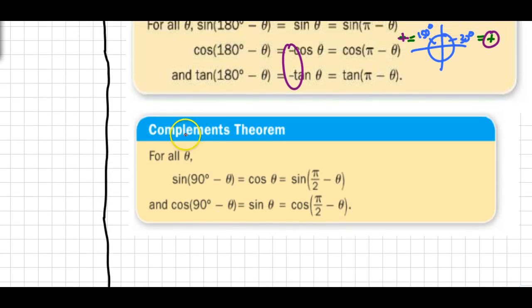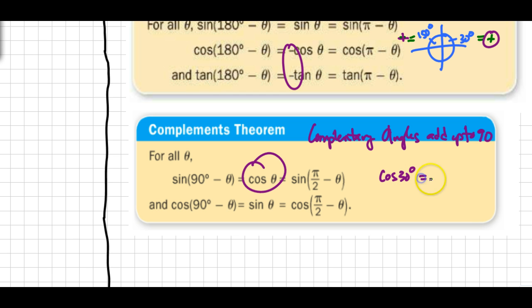The last one we're going to look at here for our properties is the complements theorem. Complementary angles add up to 90. And this is the only theorem that intermixes sine on one side of the equation with cosine on the other. So let's just take a very simple idea here of cosine of 30. If I have the cosine of 30 degrees, this theorem is saying that the sine of its complement, 90 minus 30, is going to be equal in measure. So the cosine of 30 and the sine of 60 should indeed be the same value or the same number.